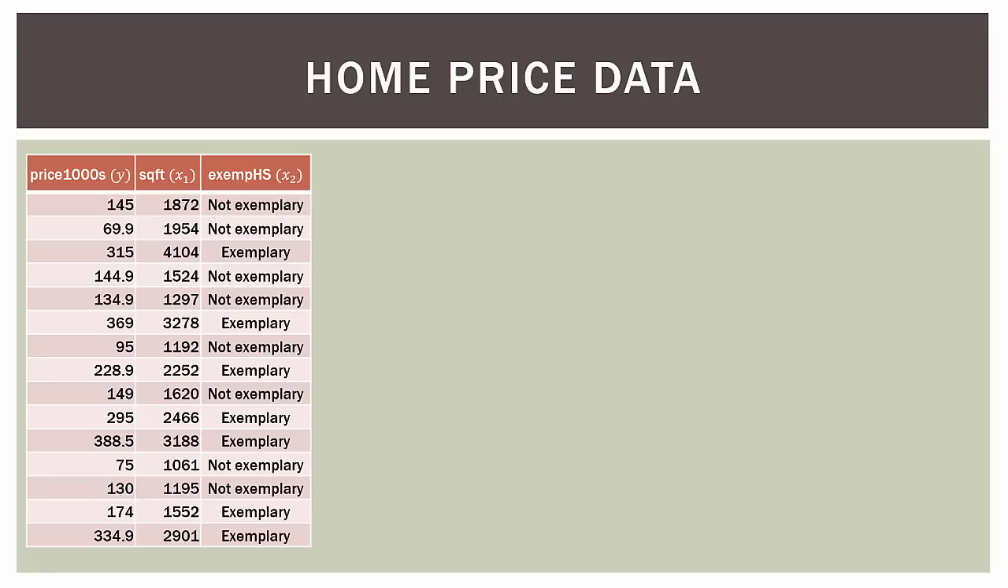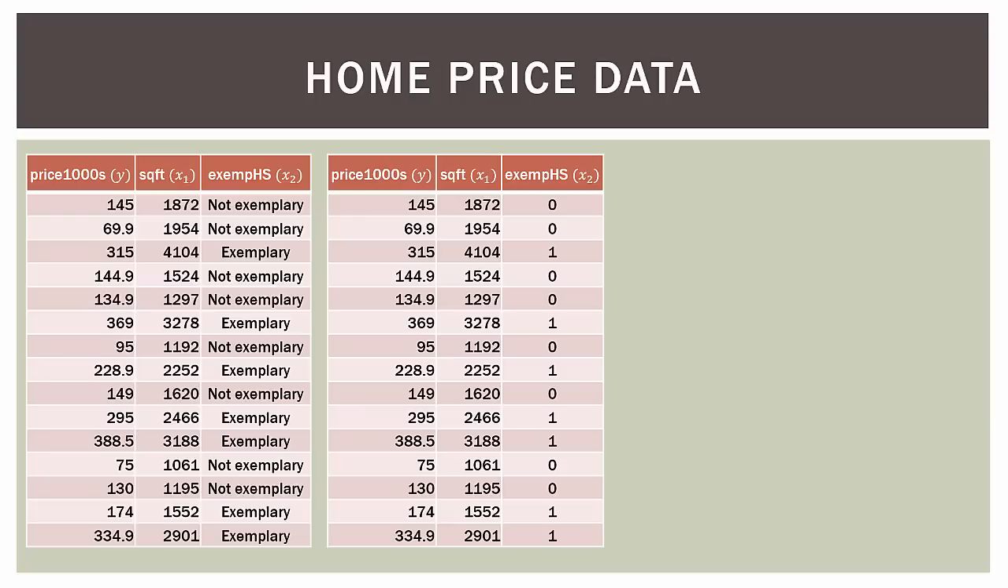So what I went ahead and did is coded the exemplary high school column. Everything is the same, but in the last column, you'll see that if the high school is not exemplary, then I coded that as 0. If the high school is exemplary, I coded that as a 1. So this is sort of the first lesson in dummy variables.